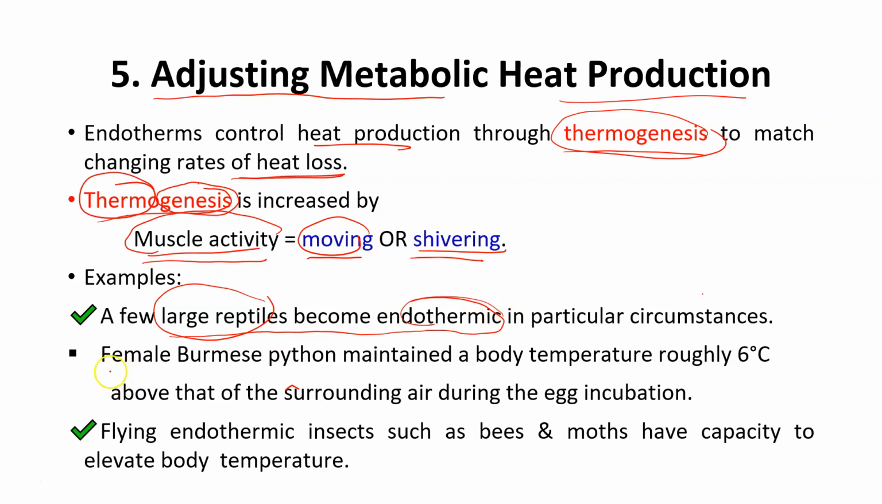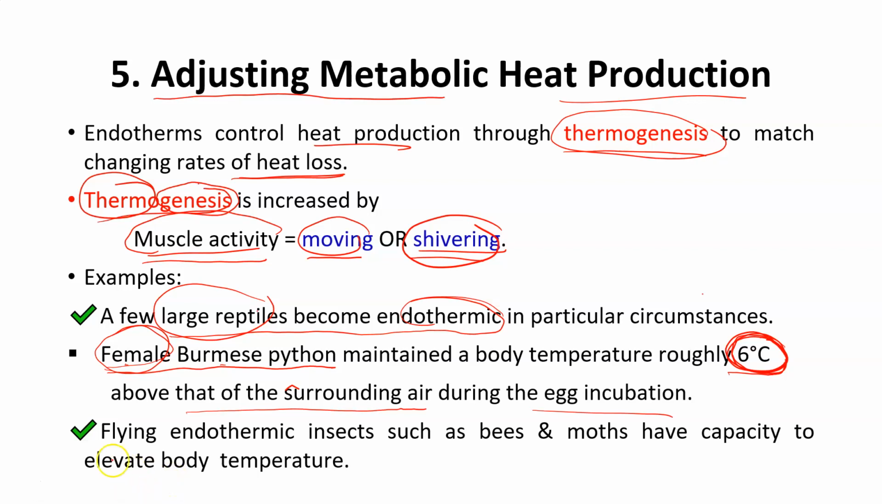Okay, so for example, this Burmese python, female Burmese python, maintains a body temperature of roughly 6 degrees Celsius above that of the surrounding air during egg incubation. Bila dia nak peram dia punya telur, Burmese python ni akan make sure suhu badan dia lebih tinggi daripada surrounding. 6 degrees Celsius lagi tinggi daripada surrounding. Dengan cara apa? Dia akan shiver. Dia akan rapidly shiver. Okay, dia akan increase muscle contraction.